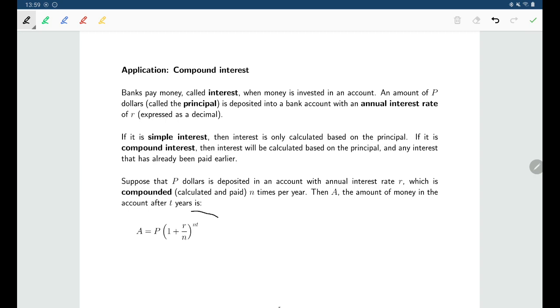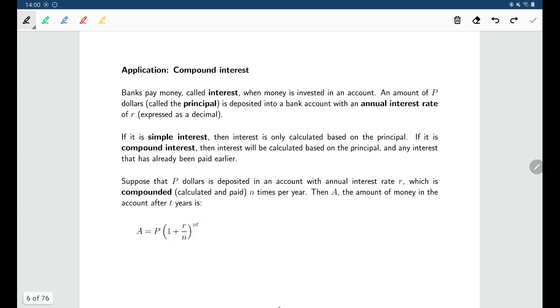So the formula that we use to calculate this compound interest is this, where A is the amount of money that we'll have in our account, P is our principal, the amount that we've deposited, R is the stated rate, the rate of interest that the bank says they're going to pay per year, and N is the number of times per year that you receive that interest. And then finally, T is the number of years that you leave the money in your account.